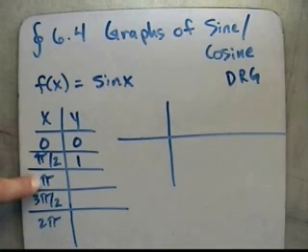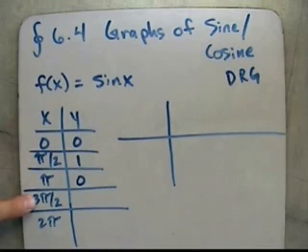Okay, so let's go and do the sine of pi real quick. Sine of pi is 0. Back to 0.